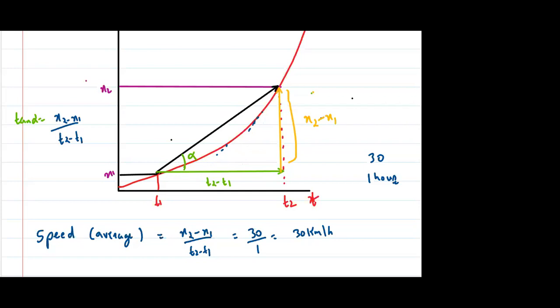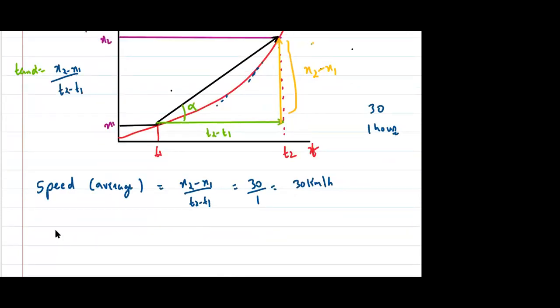Now my question is, how to find instantaneous speed? That is my problem. Because we know instantaneous speed, I can just write like this.